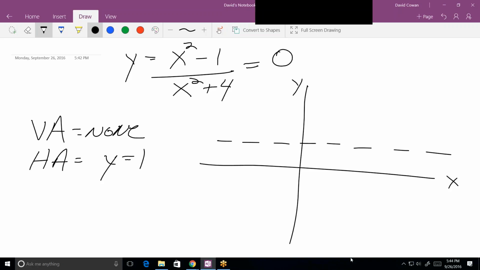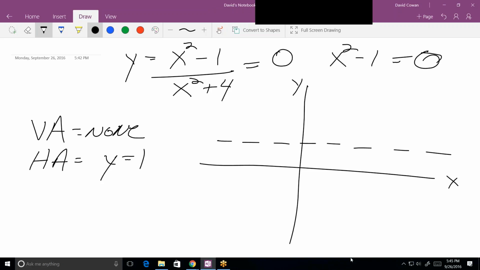Remember, the only thing you care about is the numerator. It does not matter what the denominator is. The only way this thing is ever equal to 0 is if x squared minus 1 is equal to 0. So that's how you solve this. You can look at it as, okay, I'll multiply both sides by x squared plus 4. Well then you have x squared minus 1 equals 0. Now add 1.